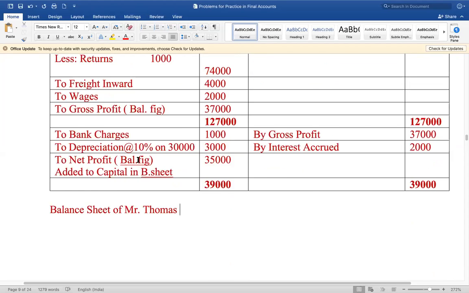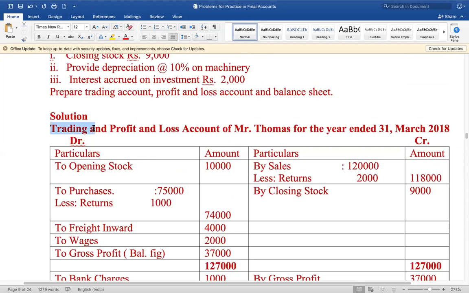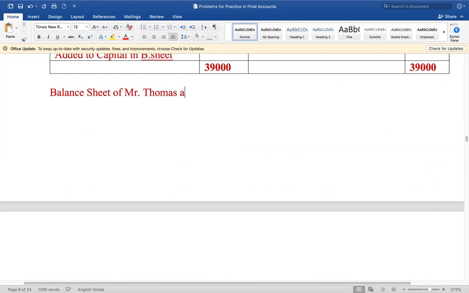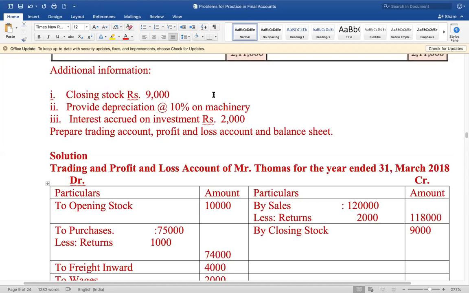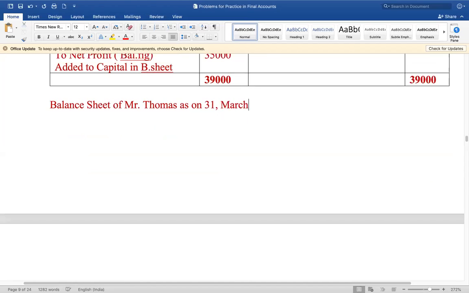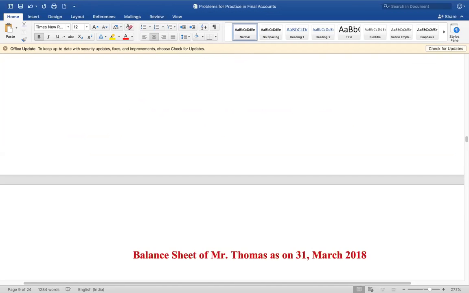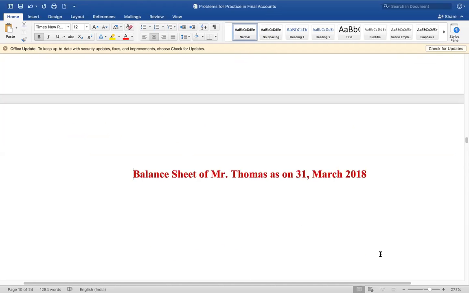Look at the wordings we have written here. Trading and profit and loss account of Mr. Thomas for the year ended. That is the wording to be used for trading and profit and loss account. When it is the balance sheet, it is as on 31st March 2018. Take it to the center alignment and make it bold, even in your notebook or answer booklet in the examination halls.